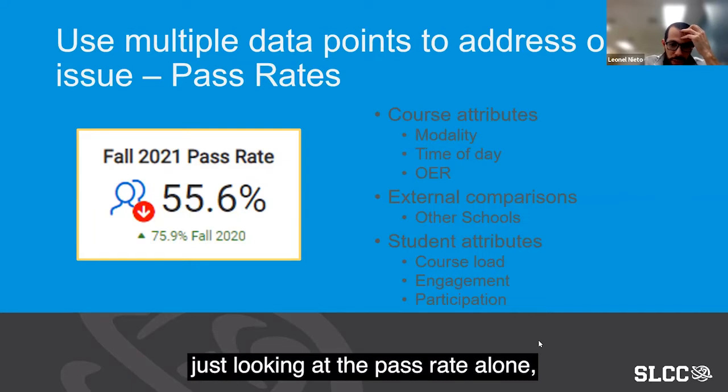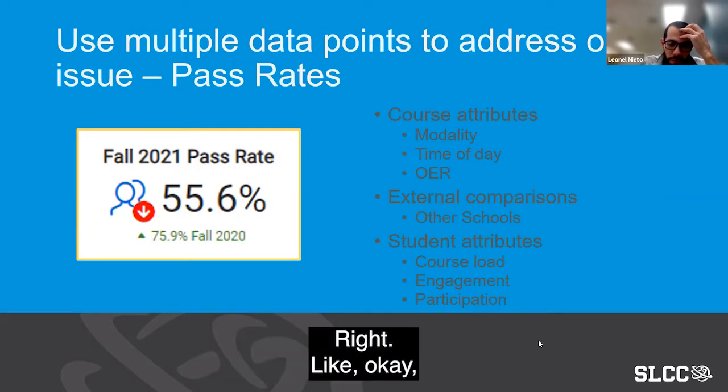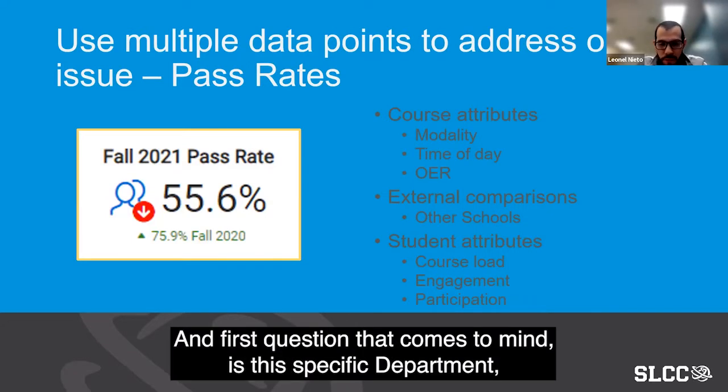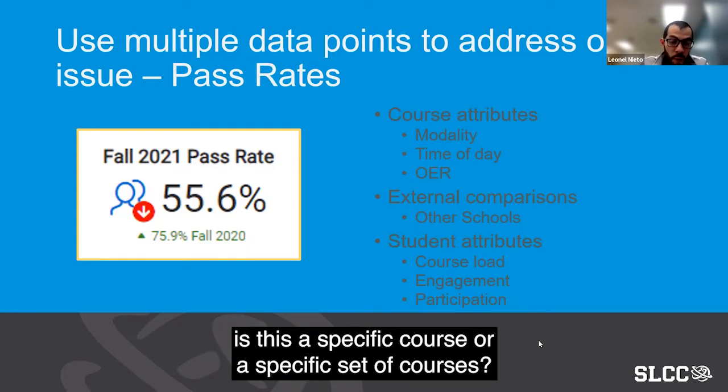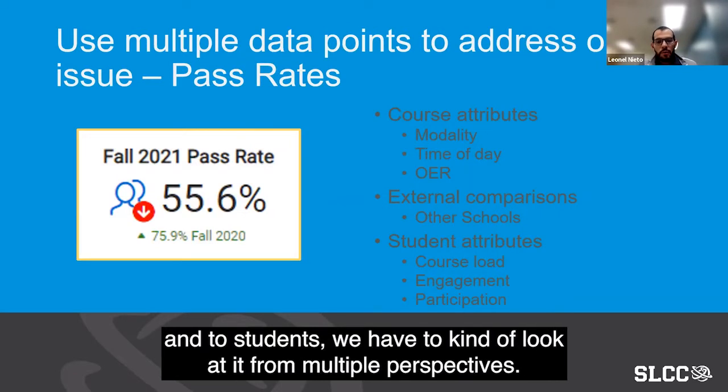Just looking at the pass rate alone, it's not going to give you a whole lot of context, right? Like, okay, or what is this for? And, you know, the first question that comes to mind is, is this a specific department? Is this a specific course or a specific set of courses? In order to understand the full context of what this pass rate means to us and to students, we have to look at it from multiple perspectives, right?